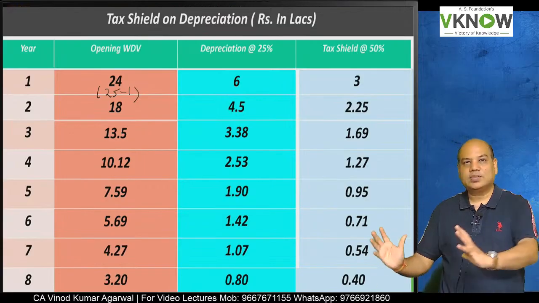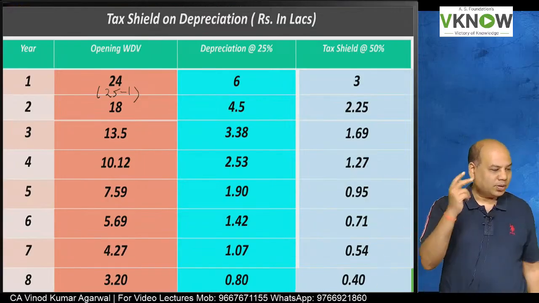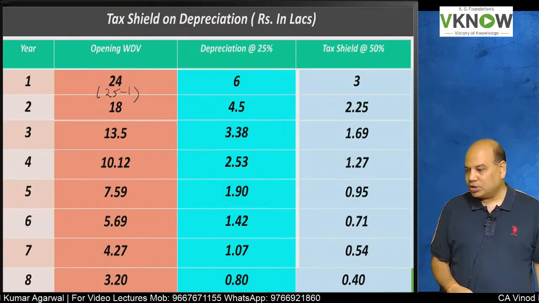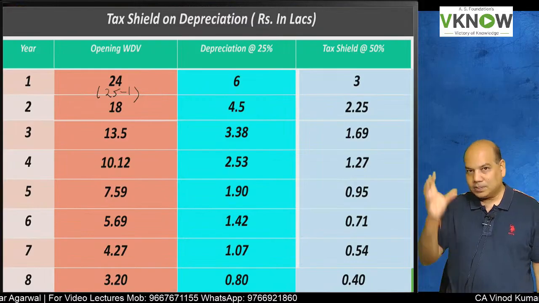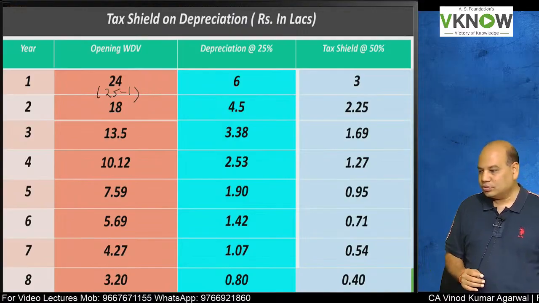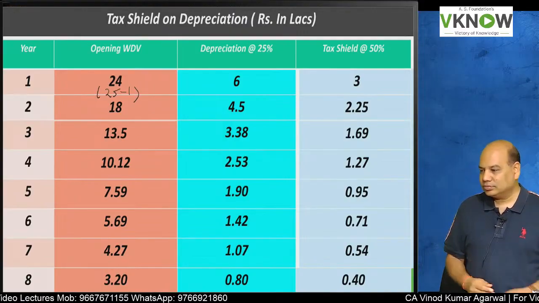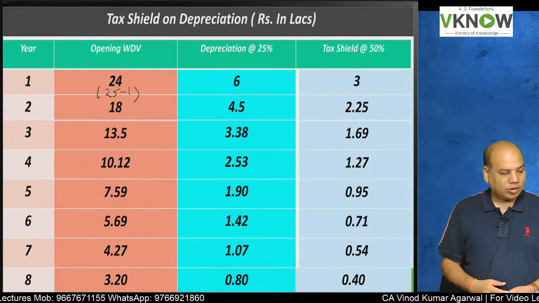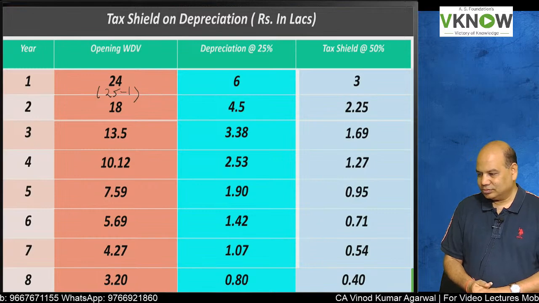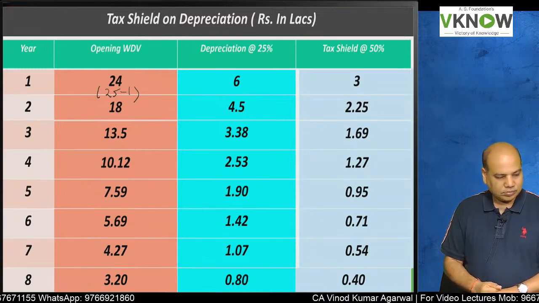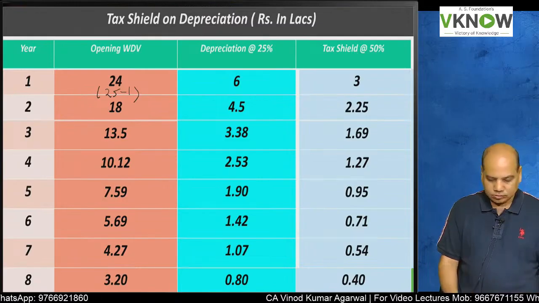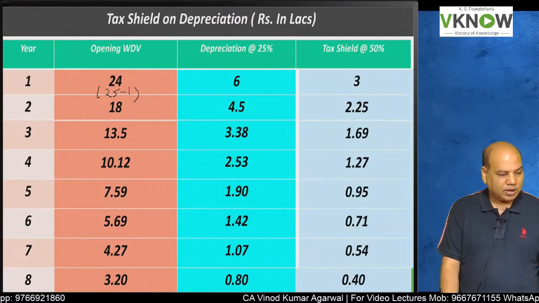Now we'll transfer these numbers to the main page. Go to the main page. In the main page you have written tax shield on depreciation. Please post it there and compute the NPV. Compute the NPV on your own. Try at least. How much will you copy? NPV please.